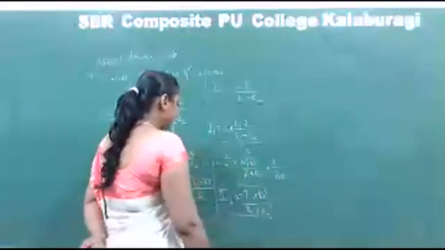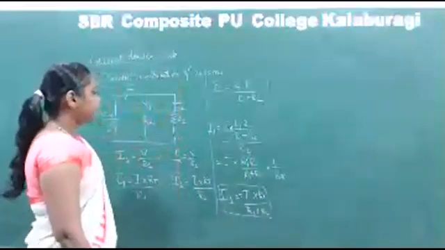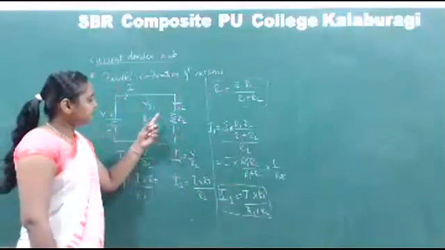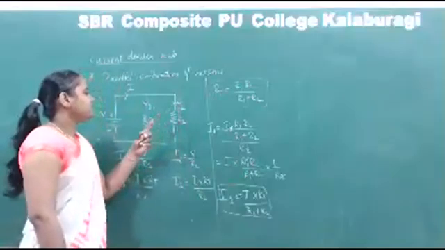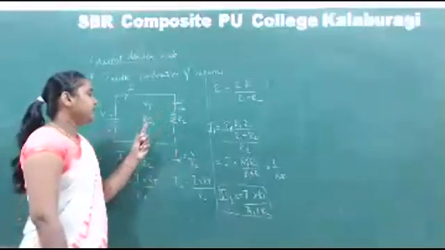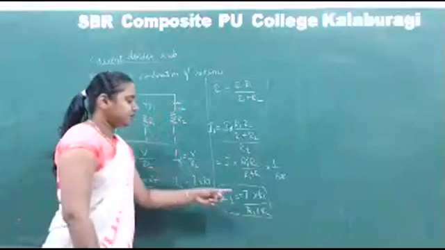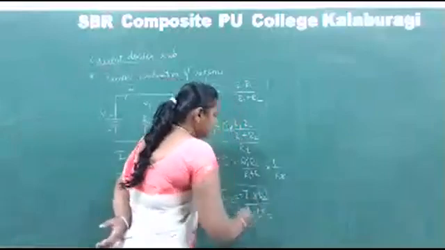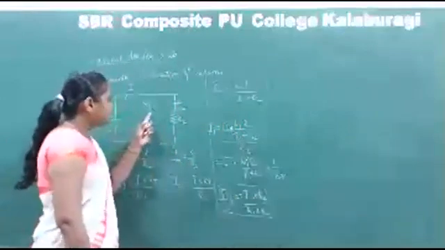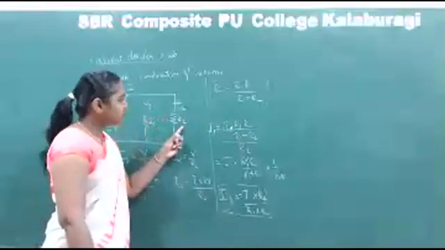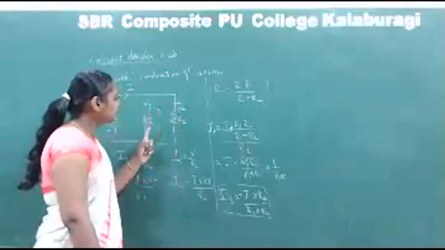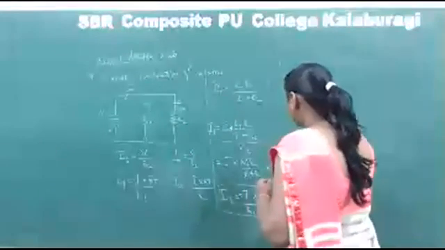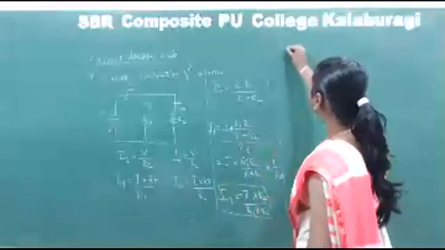So how are we getting this expression? If we want to calculate the value of I1, we have to consider R2 in the numerator. If we want to calculate I2, we have to consider R1 in the numerator. So it is just the opposite one. If we want to calculate I1, the numerator has R2. If we want to calculate I2, the numerator has R1. I2 also you will see.